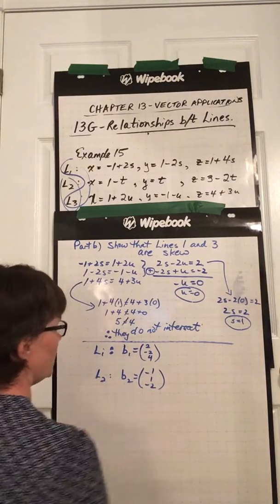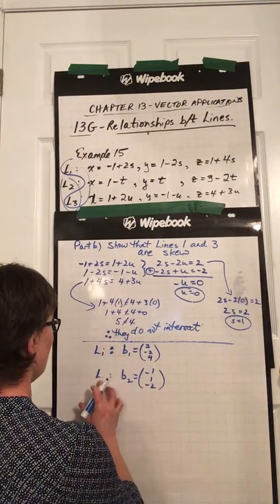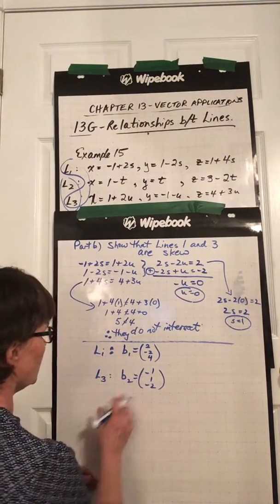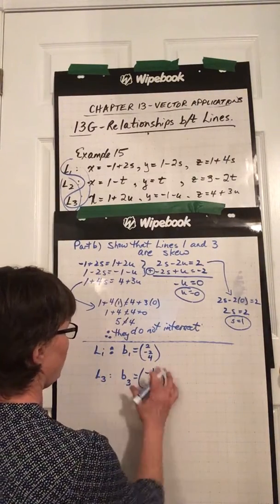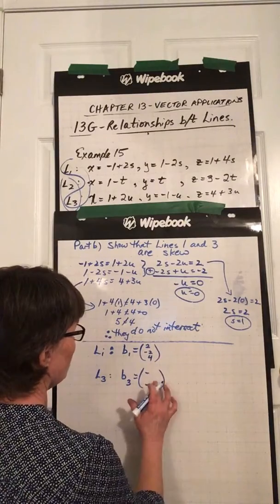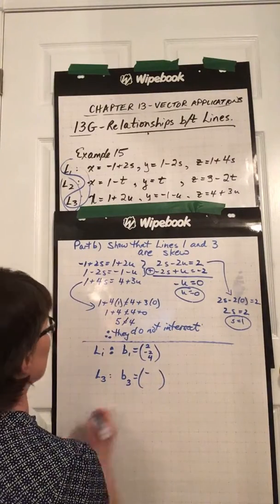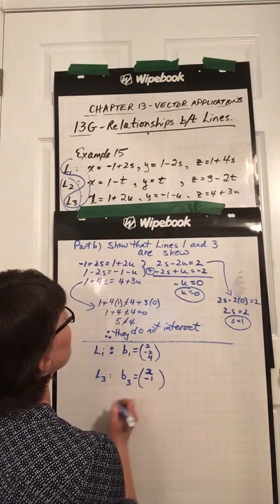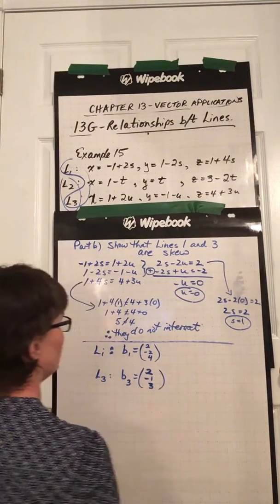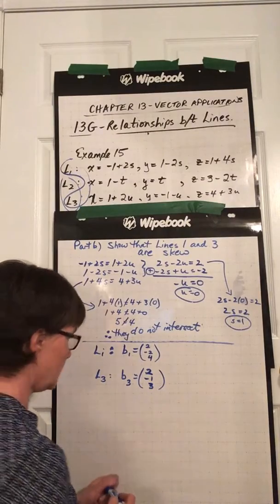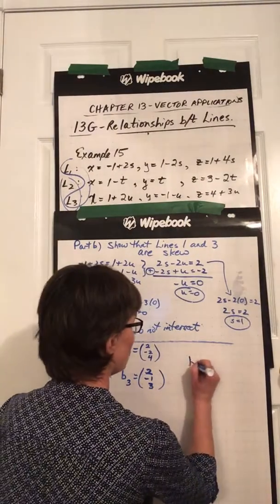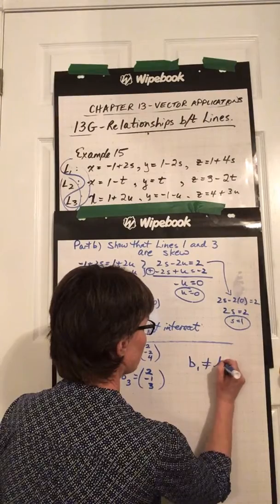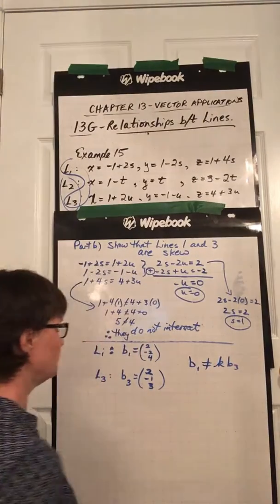Oh, I'm not dealing with line 2 though, I'm dealing with line 3. Never mind. The question was talking about line 3. Line 3 is 2, -1, 3.